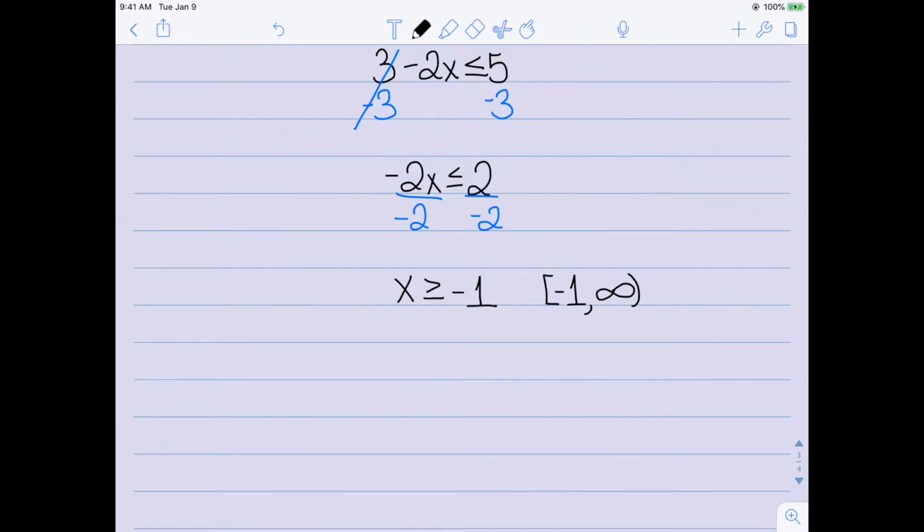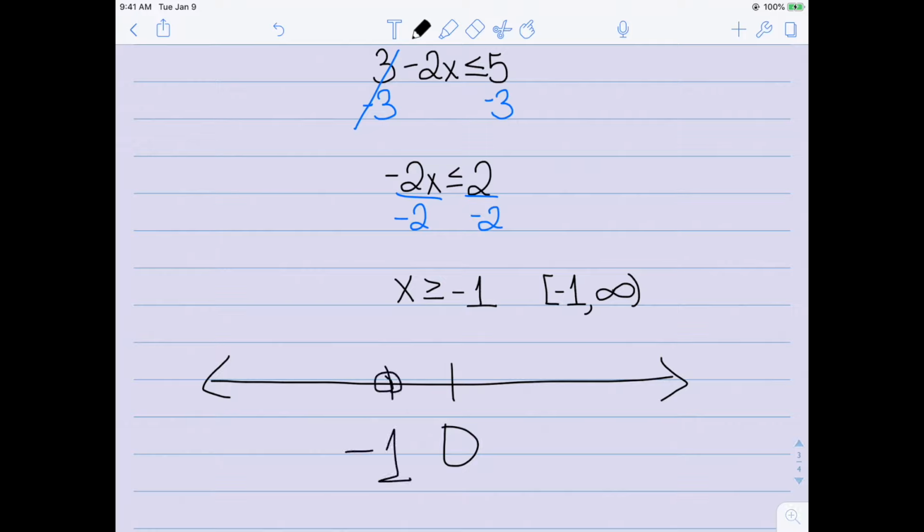In interval notation, we would need to be going from negative 1 to infinity since we want bigger numbers. We use a parenthesis on infinity always, and then the square bracket on negative 1. To draw the graph, we would need a closed dot on negative 1 since we're including it, and we're considering larger numbers, so we'll shade to the right.